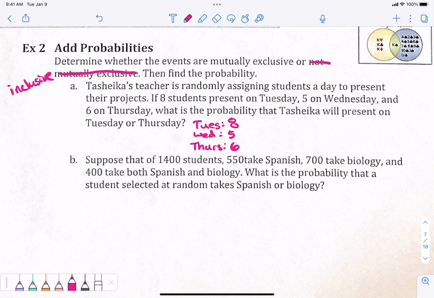Okay, all right, let's deal with this information quick. How many students total are there going to be? 19, right? If we add all those up, 19 students total, okay?